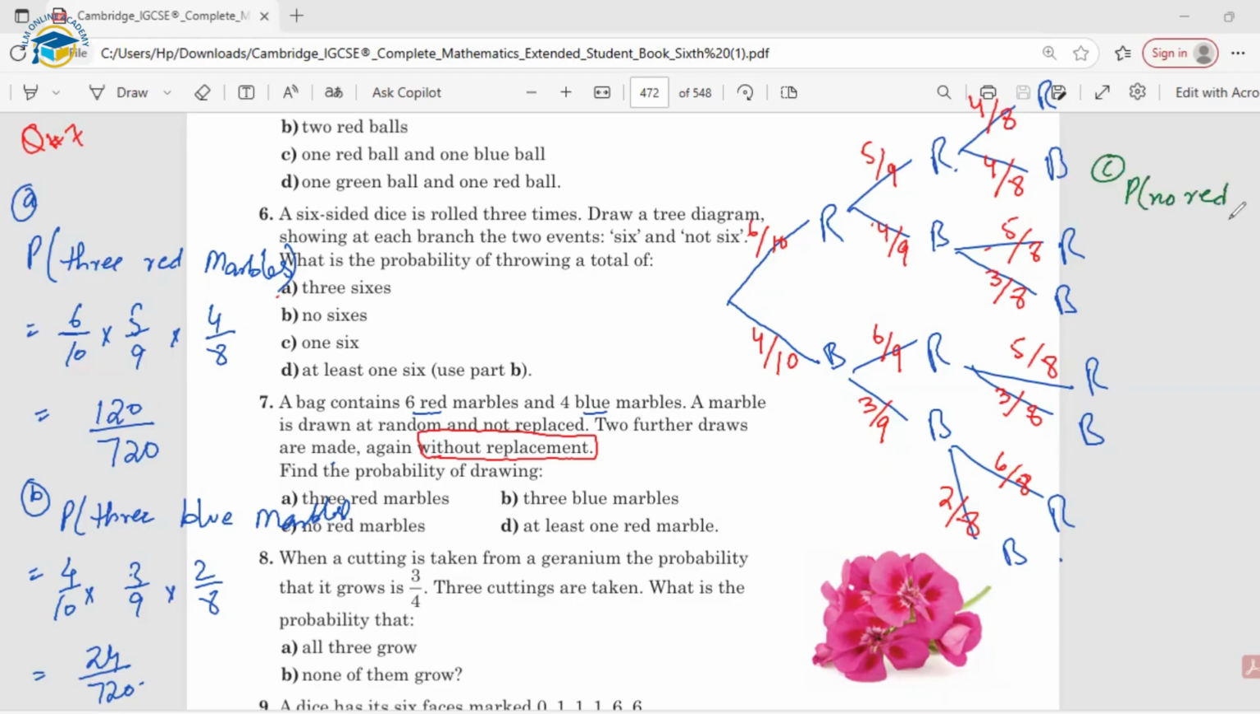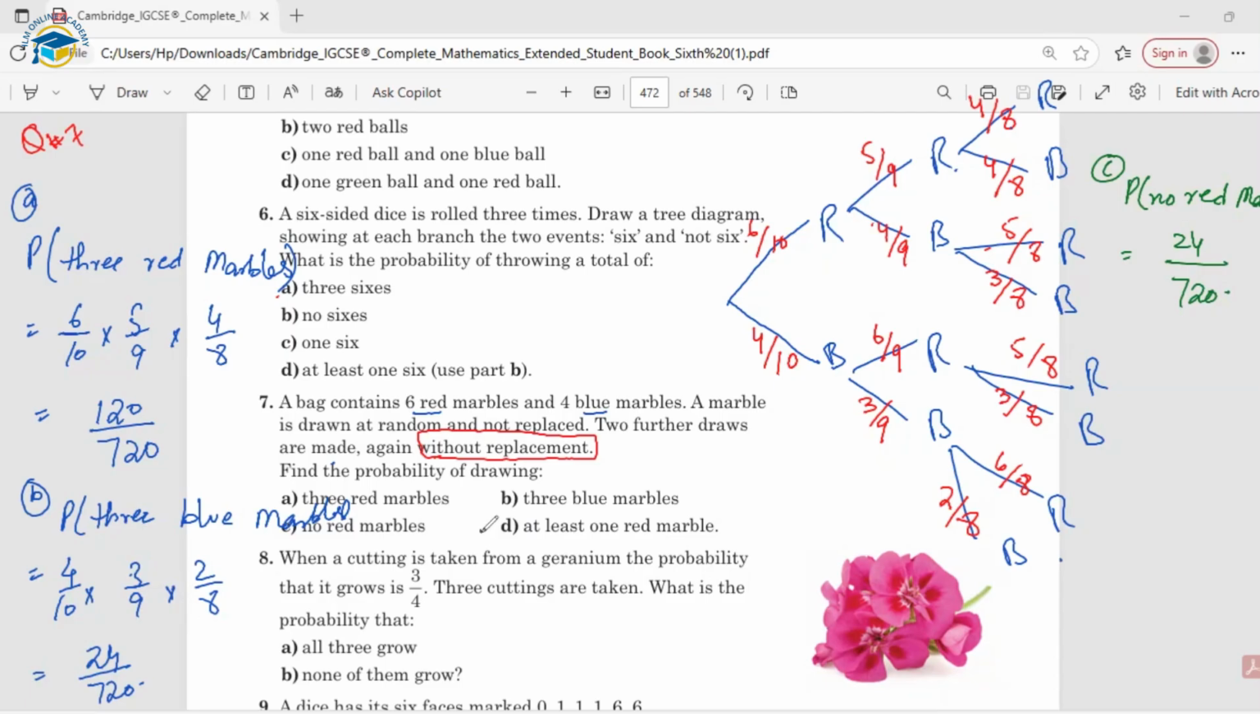No red marble is only at the end. Rest all are having at least 1 or 2 red marbles. So again, similar probability, we need to change whatsoever we have the blue one. 24 over 720. Okay. No red marble.